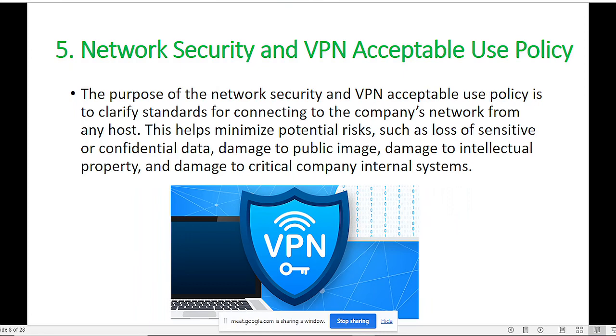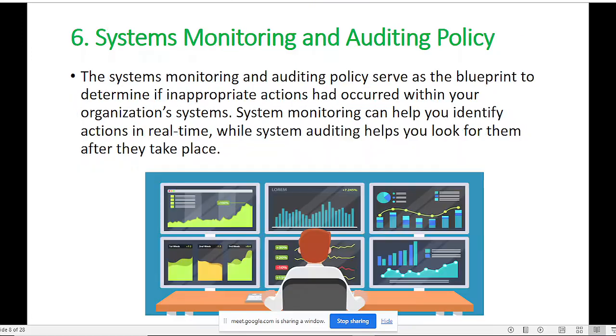Remember, we looked at some of the problems of network security breach, right? Like an organization can lose its competitive advantage to other organizations in case they understand what is happening. All these can be captured within the VPN acceptable use policy.